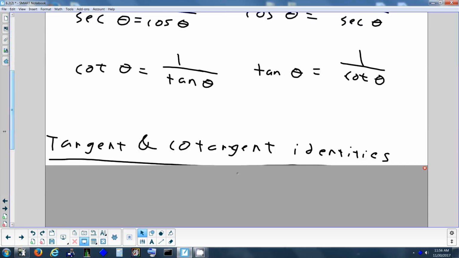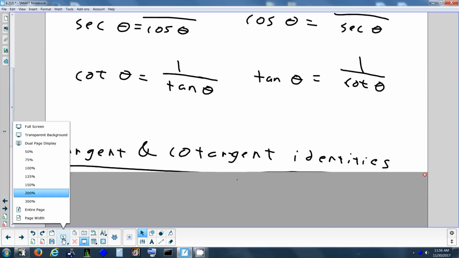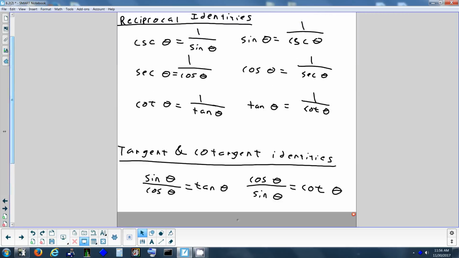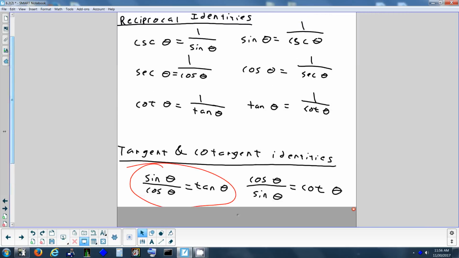Can you go up a little bit so we can recopy that top one? The top ones are the ones I gave you on the other page. This one, we already pointed out earlier. Remember when we were looking at it, we said sine divided by cosine gives you tangent? That's called a tangent identity. And if you flip it and make it cosine over sine, you get cotangent.